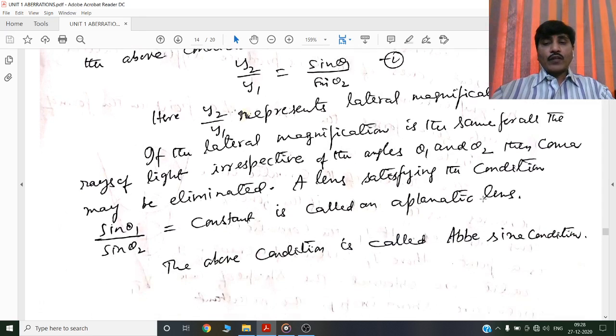If the lateral magnification is the same for all the rays of light, irrespective of the angles theta 1 and theta 2, then the coma may be eliminated. A lens satisfying the condition sin theta 1 by sin theta 2 is equal to constant is called an aplanatic lens. So, by using an aplanatic lens, we can minimize the aberration coma. The condition sin theta 1 by sin theta 2 is equal to constant is called the Abbe sine condition. In this way, we can minimize the aberration coma. If these conditions are followed, both coma and spherical aberration may be minimized.